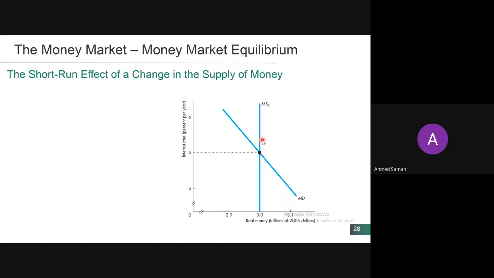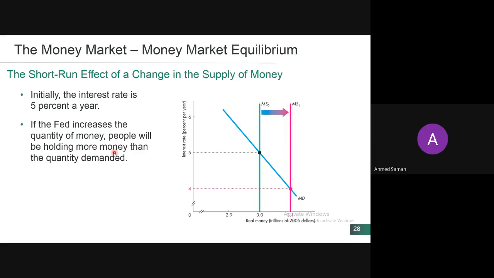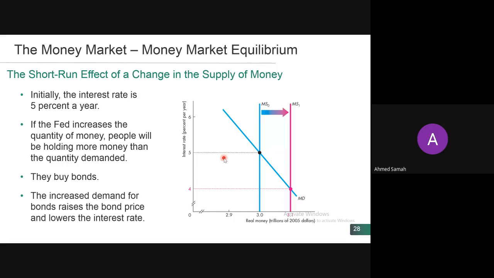So what if there is a change in the supply of money in the short term? Let's say initially the equilibrium interest rate is at 5%, and the Fed increases the quantity of money. People will be holding more money than the quantity demanded now. So they will buy bonds again because they have more money. Because of this, the increased demand for bonds raises the bond prices and lowers the interest rate.